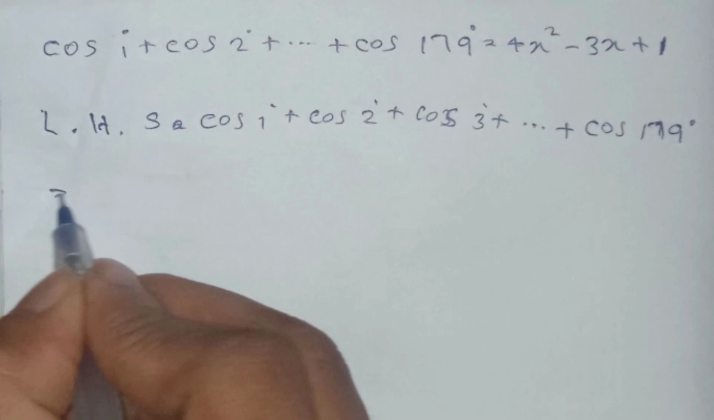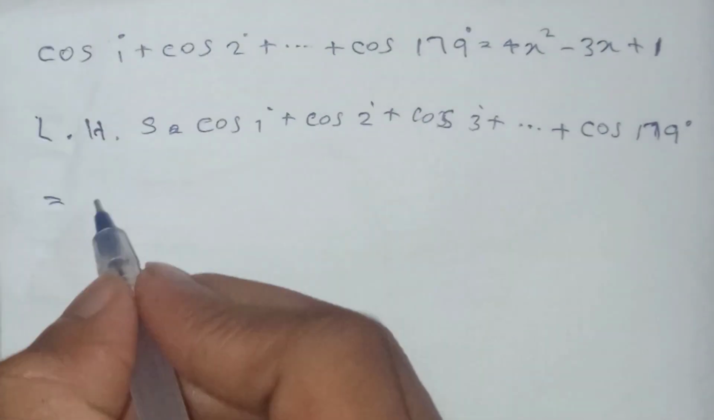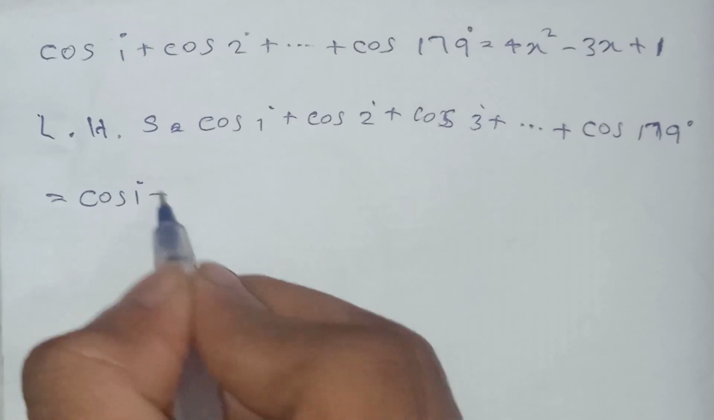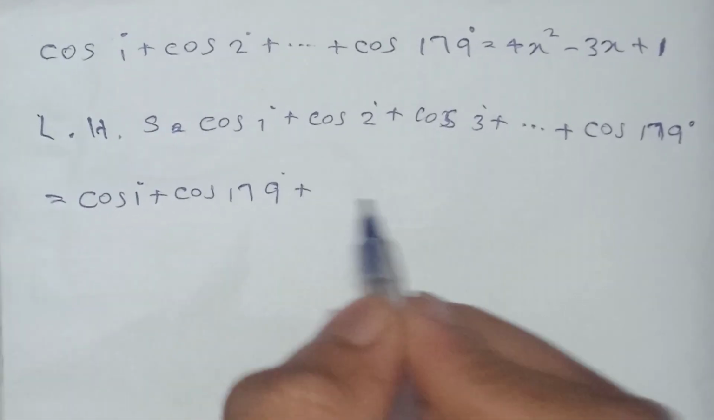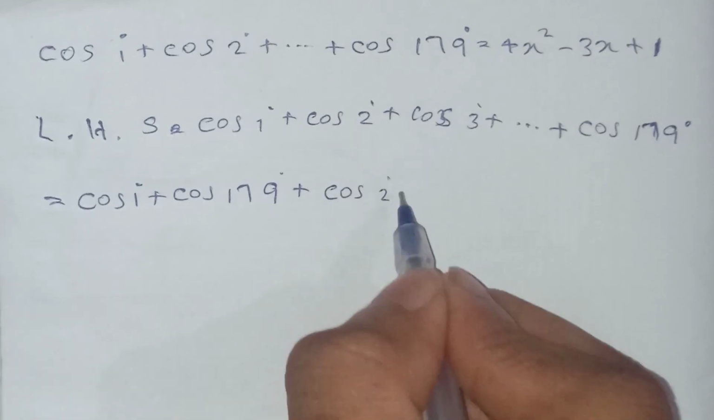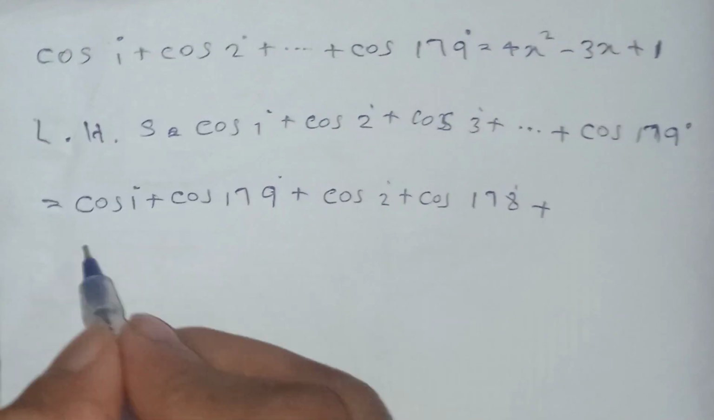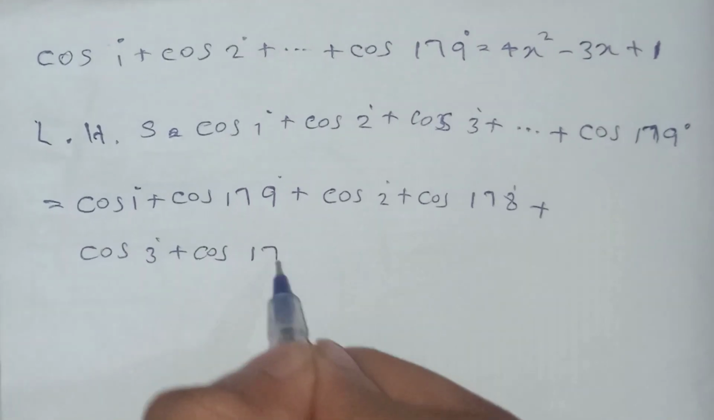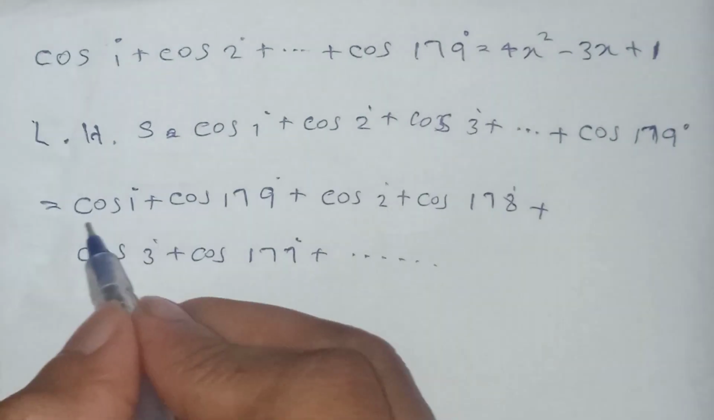Now here we can see a sequence of cos values starting from cos 1 and ending with cos 179. To simplify this, I will process some cos value couples that make 180 degrees by adding them. As an example, I take cos 1 and cos 179 together here, and another couple, cos 2 plus cos 178, and another couple, cos 3 plus cos 177. We will not have to write the other couples here.